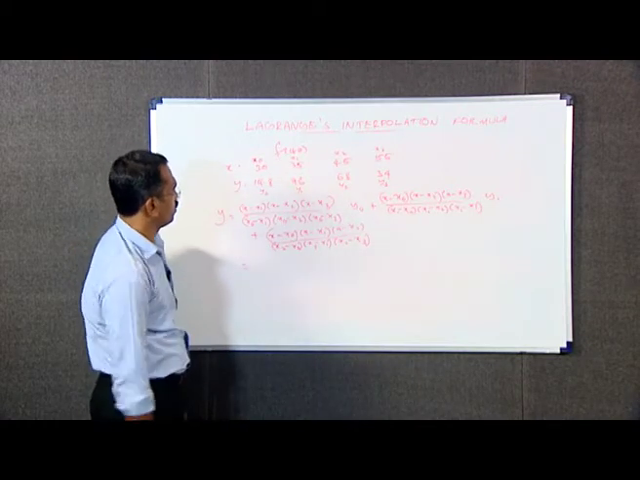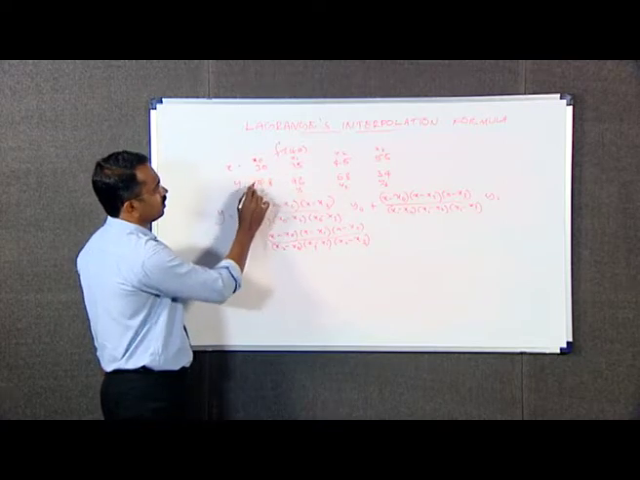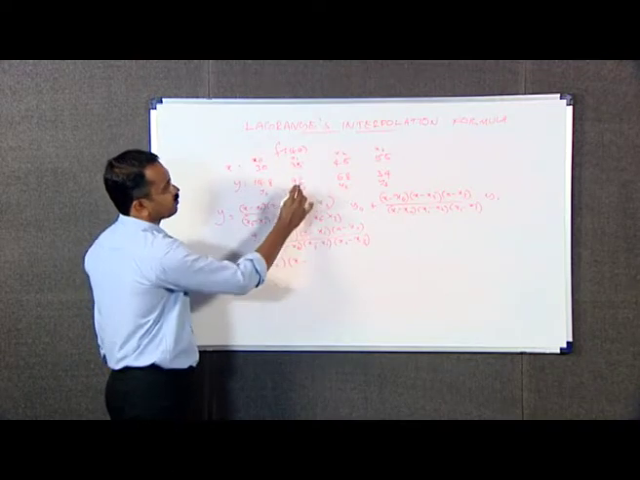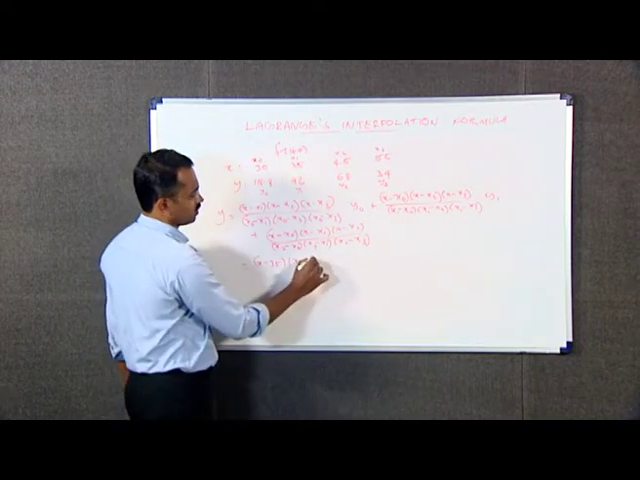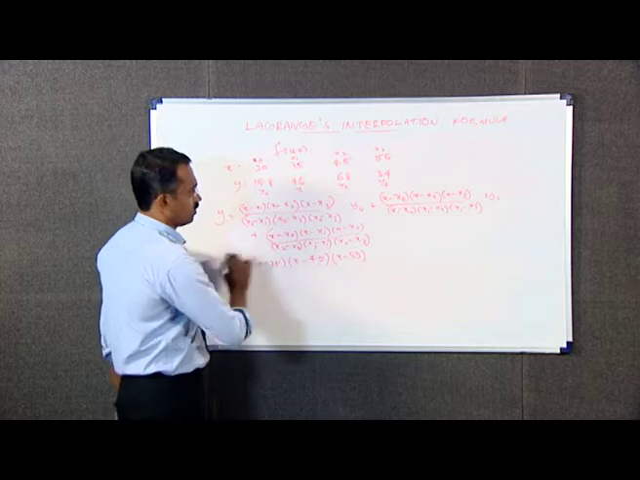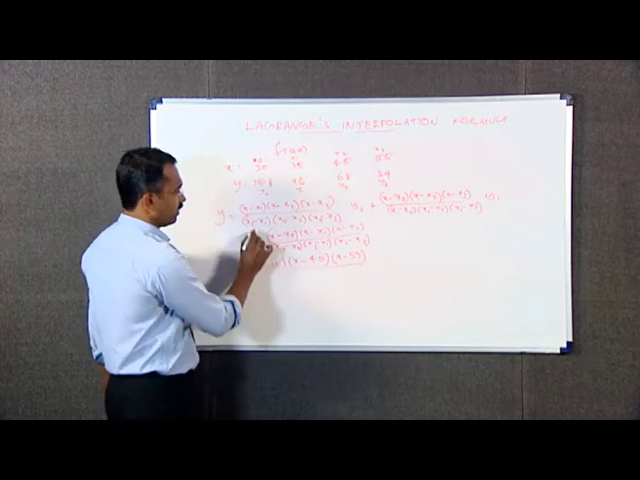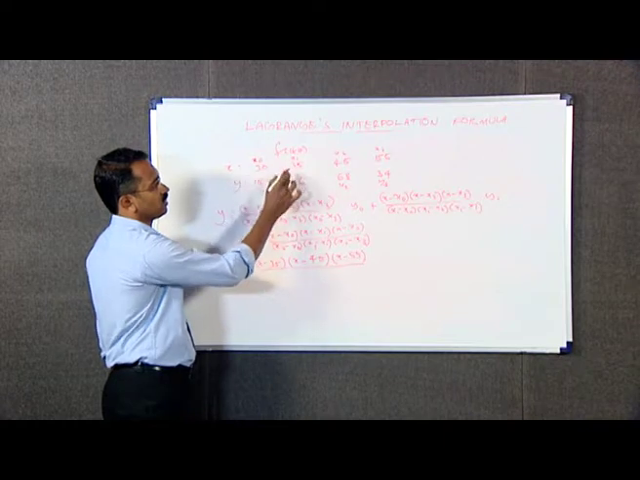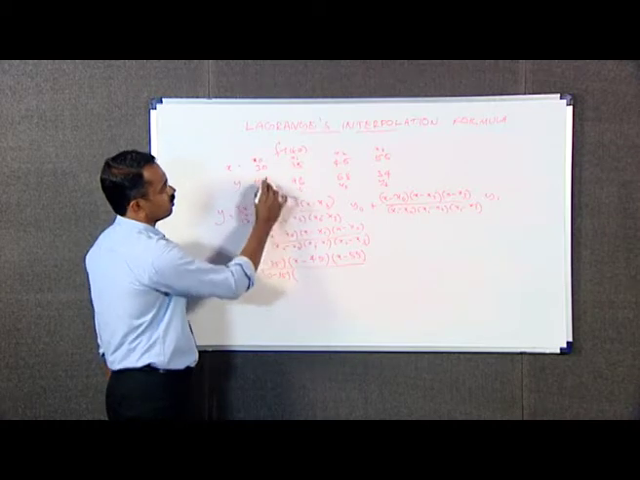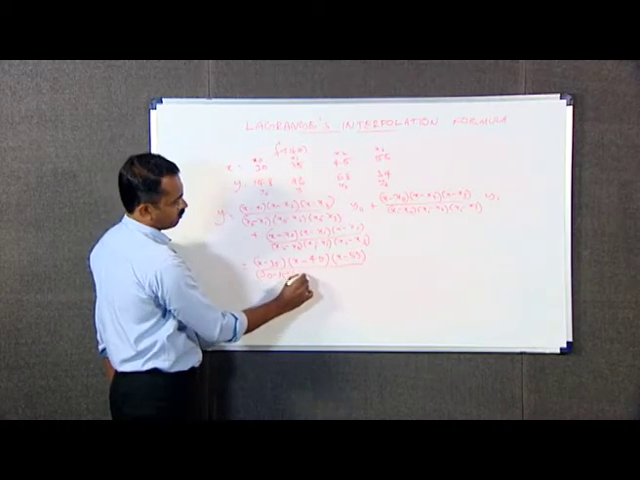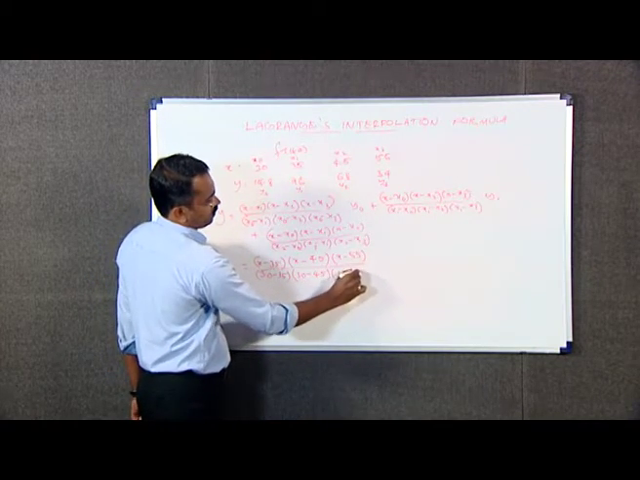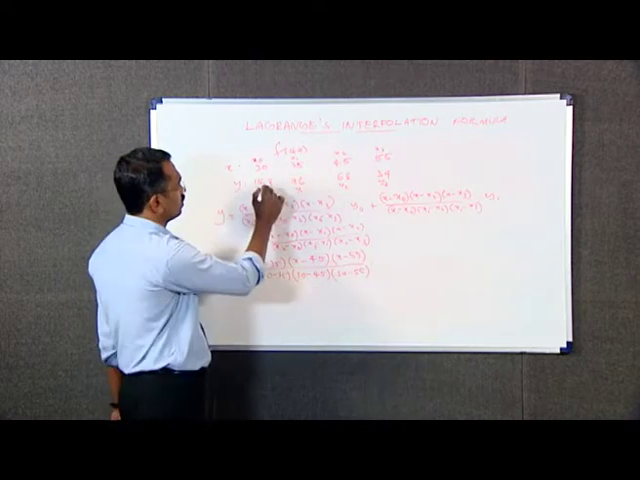Which is equal to (x minus x1), here x1 is 35, so x minus 35, into (x minus x2), x2 is 45, that is x minus 45, into (x minus 55), divided by (x0 minus x1), that is 30 minus 35, into (x0 minus x2), 30 minus 45, into 30 minus 55, into y0. Y0 is here 148.